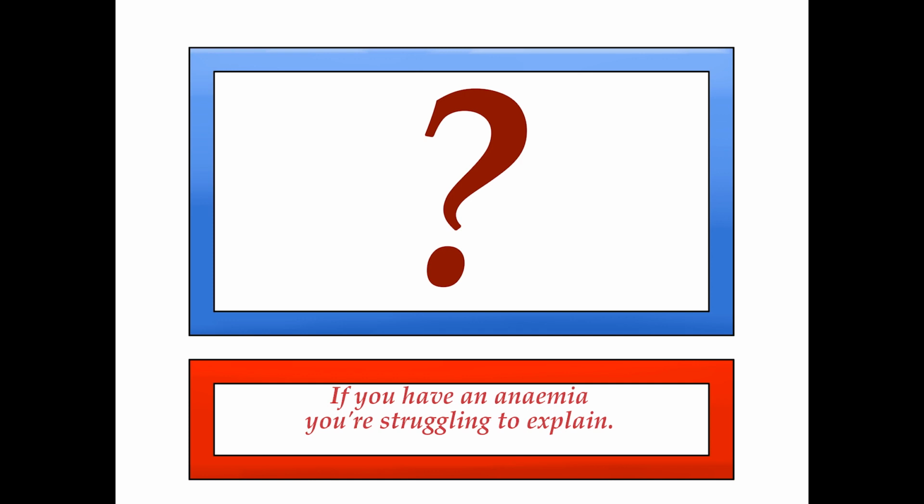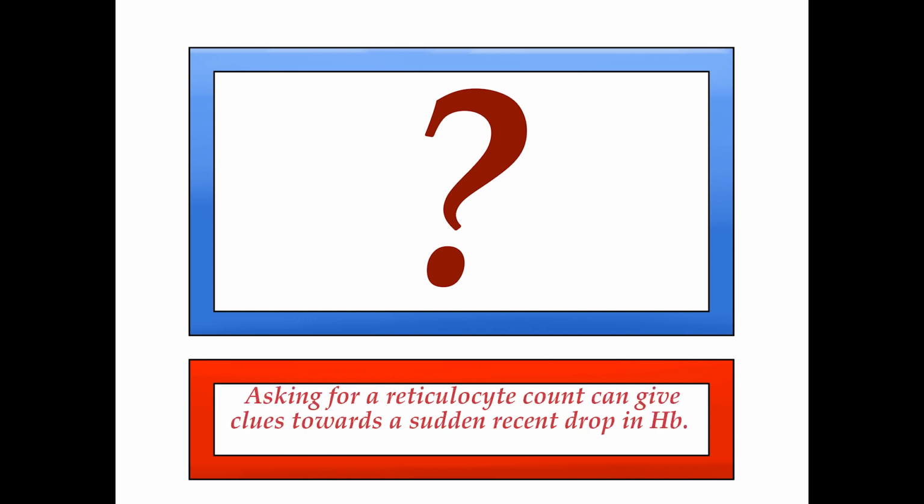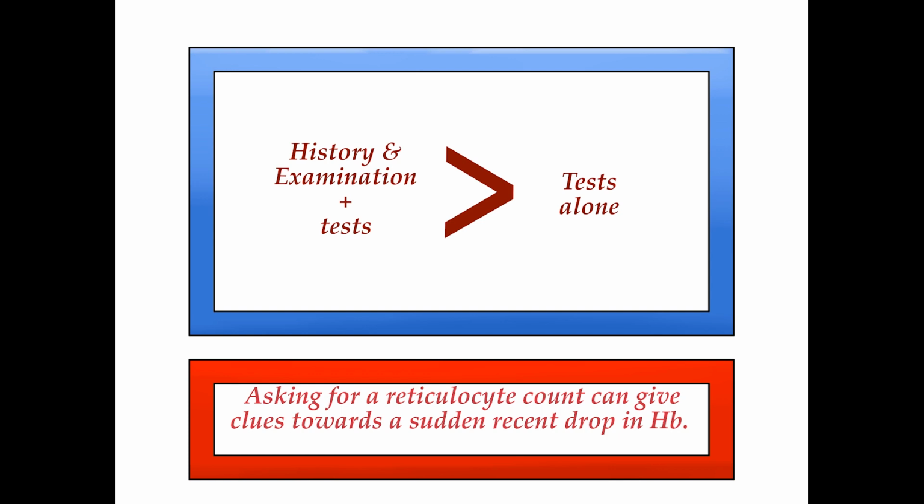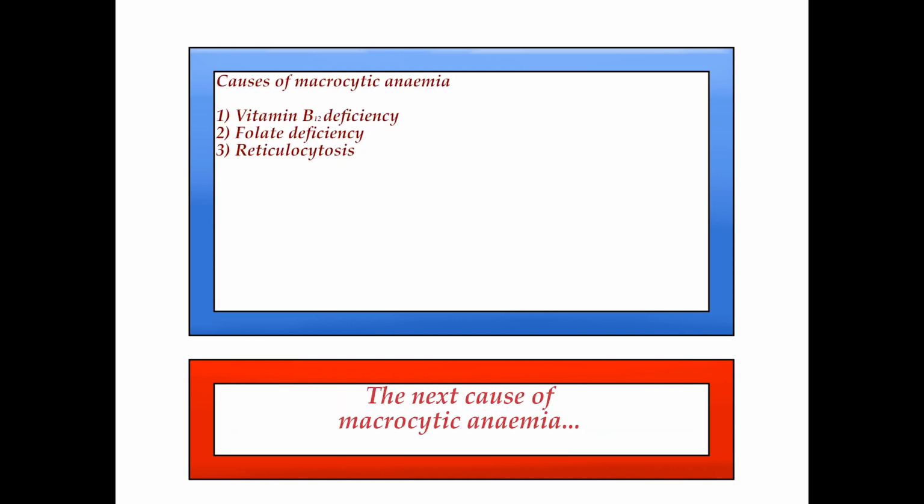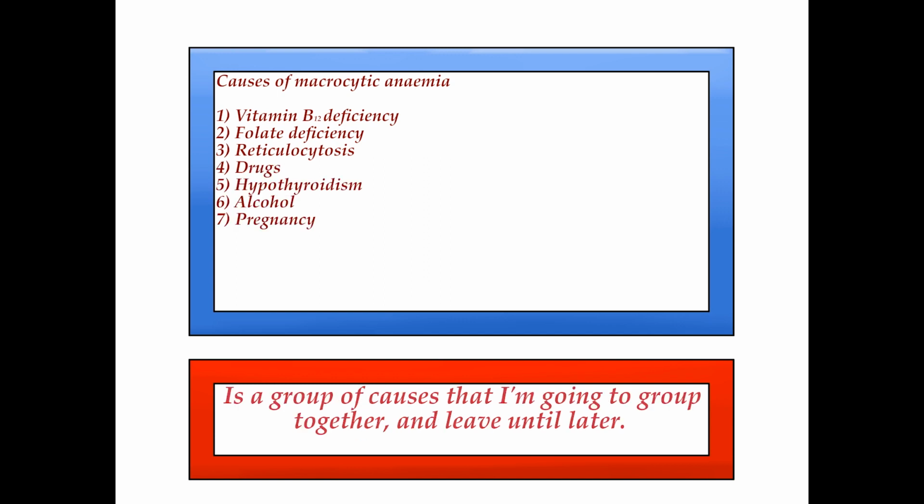If you have an anemia that you're struggling to explain, it'd be worth asking for a reticulocyte count. If it's raised, it can give a hint that there's been a sudden drop in haemoglobin recently. So a recent bleed or hemolysis or vampire attack or whatever. The next causes of macrocytic anemia I've grouped together because they're complicated. Each can work by a number of mechanisms and can produce a number of cell sizes, so I'm going to come back to them nearer the end.